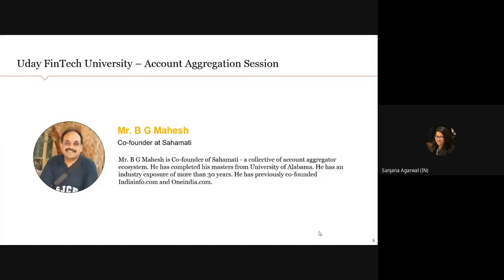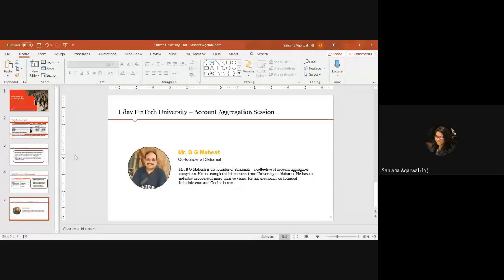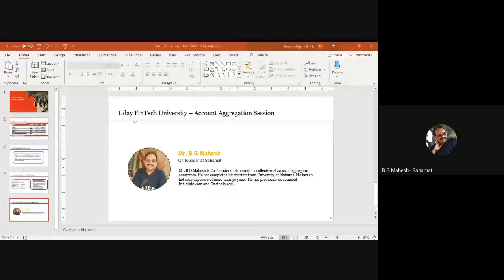Good evening everyone. We are here at the third session of Uday Fintech University, and the session is on account aggregation. We have Mr. Mahesh here with us, who is the co-founder of Sahamati. Sahamati is a collective of the account aggregator ecosystem, and Mr. Mahesh is one of the co-founders of this ecosystem. He completed his master's from the University of Alabama and has an industry exposure of over 30 years. Prior to Sahamati, he also co-founded IndiaInfo.com and OneIndia.com. A very warm welcome to you, sir, and I would hand it over to you to carry on the presentation from here.